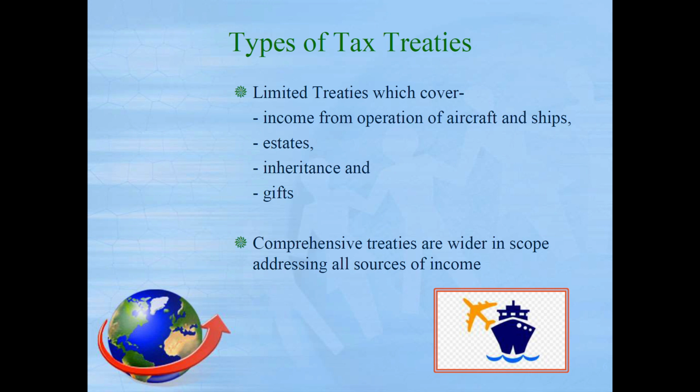Types of treaties: there are two types of treaties, limited treaties and comprehensive treaties. Limited treaties are less wide in scope, while comprehensive treaties are wider. Limited treaties cover only certain aspects of income, while comprehensive treaties address all sources of income.